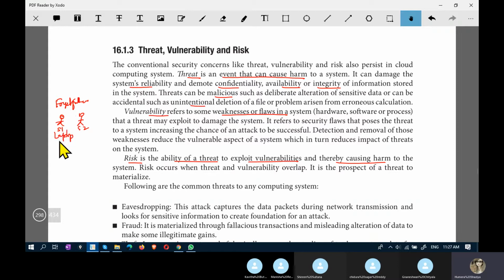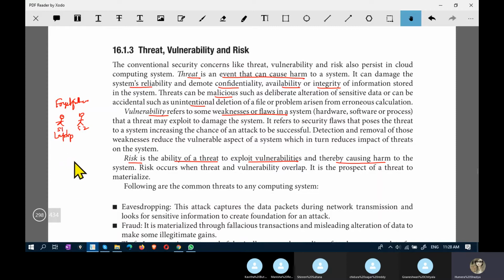If he forgets to keep the laptop in a lock, then he can get it. So that is the risk. What is the risk? The risk is that damage may happen to this laptop by this one when this one forgets to keep it in a safe place.